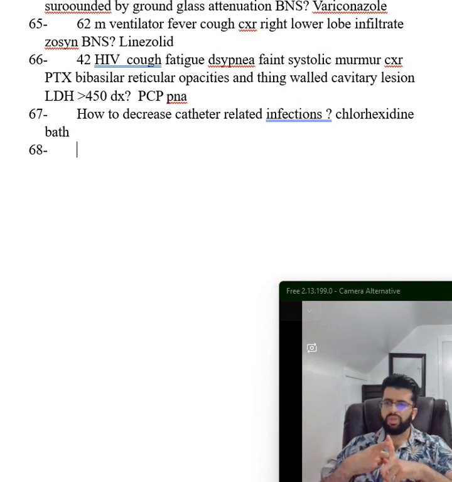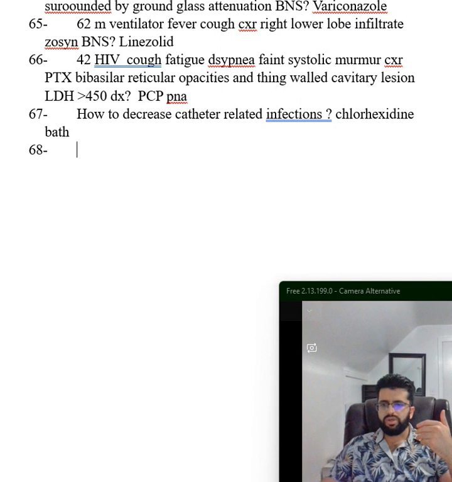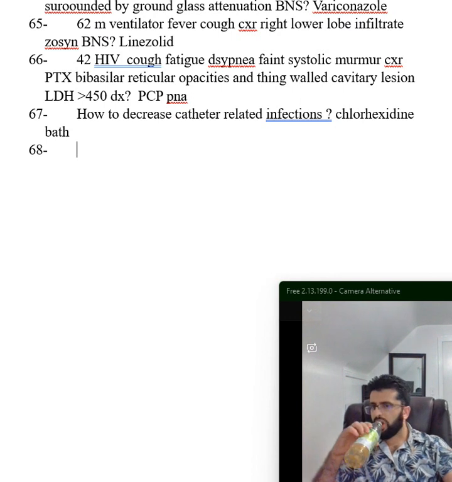And then to prevent, you do chlorhexidine bathing in ICU patients, which decreases risk of infections. Hand washing, we know that. Sterile technique before catheter insertion, and replace the catheter if there is suspected infection, like fever or hemodynamic instability. And don't use the guide wire to replace it, just take it out and put a new one. Okay, this is very important to know.